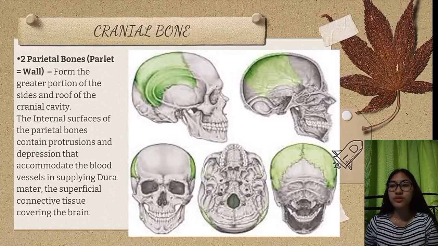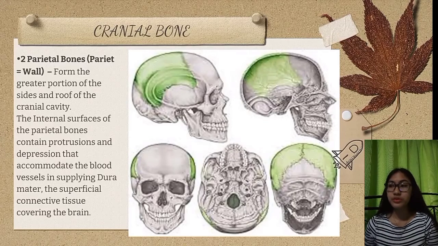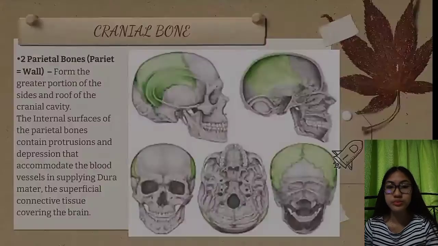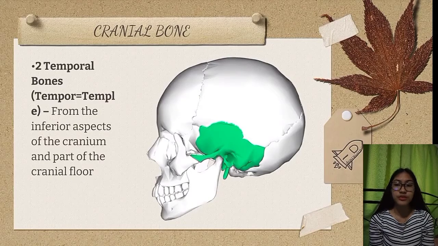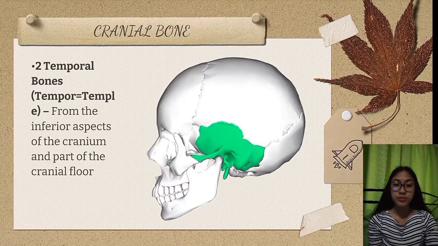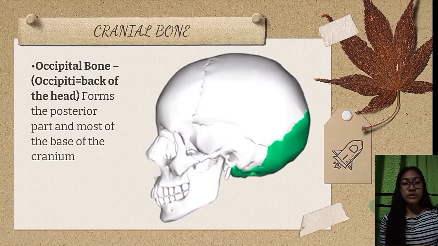The internal surfaces of the parietal bones contain protrusions and depressions that accommodate the blood vessels that supply the dura mater, the superficial connective tissue covering the brain. The cranial bones join together at the top of the skull. A pair of temporal bones form the inferior aspects of the cranium and part of the cranial floor. They are the sides and the base of the skull, and they also overlie what we call the temples. Occipital bone forms the posterior part and most of the base of the cranium.